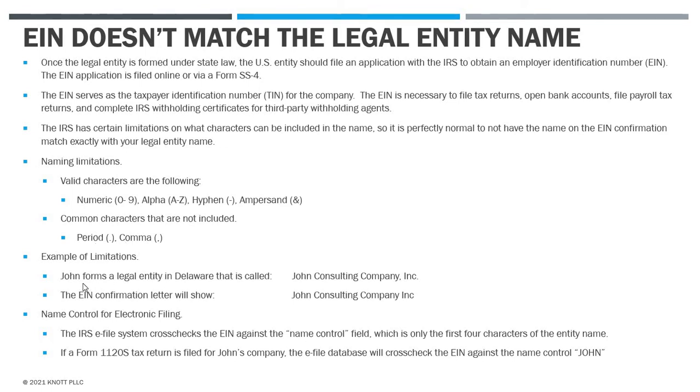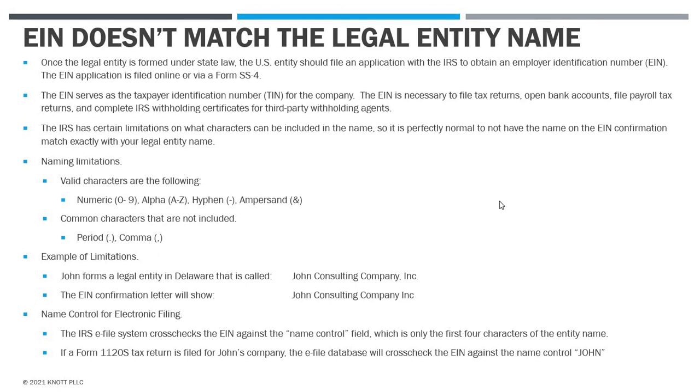So in this example, John forms a legal entity in Delaware, John Consulting Company, Inc. Notice how the legal entity name has a comma after Company, and then Inc. is abbreviated with a period there. That's okay to set up under state law. Perfectly normal, perfectly common. But the EIN confirmation letter is going to show the following because it cannot include the comma and it cannot include the period. So it is perfectly normal to not have the EIN match exactly. For the most part, it should match, absent all these prohibited characters.